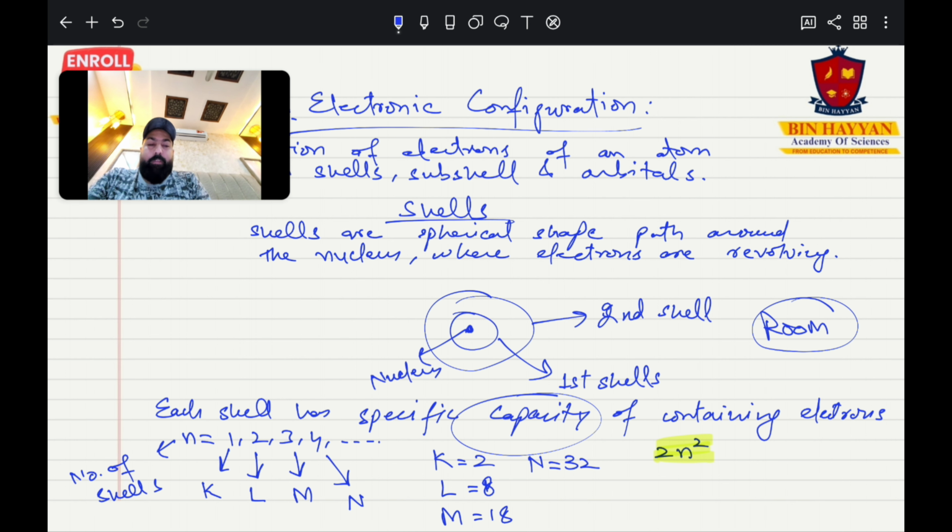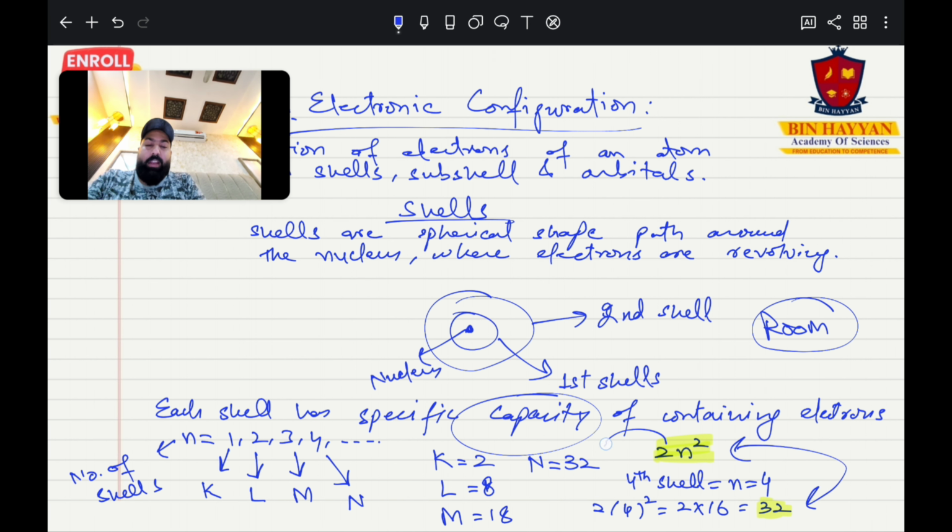Suppose we want to calculate the capacity of the fourth shell, that is the N shell. Fourth shell means n is equal to 4. We put the value n = 4 in 2n², that will be 2 × 16, that will be 32. Now you can see from this formula our value is exactly the same as I have written here.